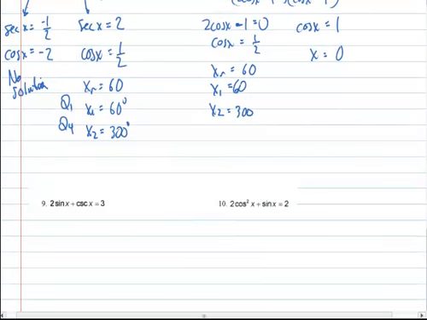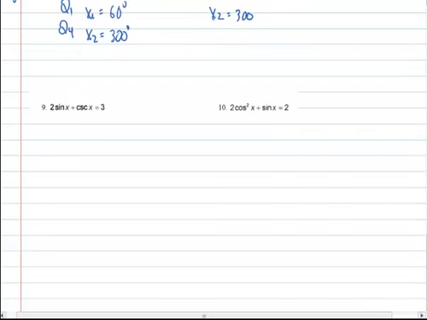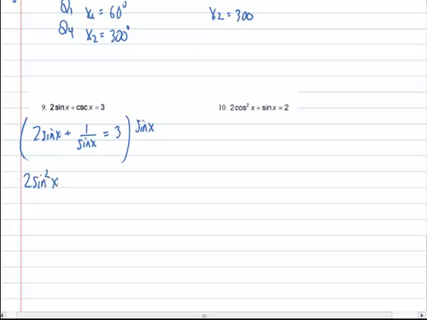I think we have 2 more problems, and we're over 10 minutes. So I'm just going to do them as quickly as I can. 2 sine of x plus 1 over sine of x equals 3. So I'm going to multiply everything by sine of x so that I get rid of the denominator. 2 sine squared of x plus 1 equals 3 sine of x. Everything comes over to the left so that we can factor.